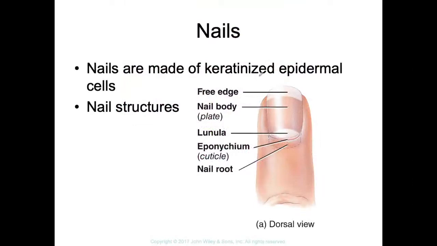Finish up with nails. When we look at the nails, we have this free edge. We have the nail body, which is typically pink due to the red blood cells underneath. We have this crescent-shaped lunula. You have the eponychium, known as the cuticle. And way back here is the nail root. And then posterior to that, there's actually an area called the matrix. And the matrix would be equivalent to the stratum basale.